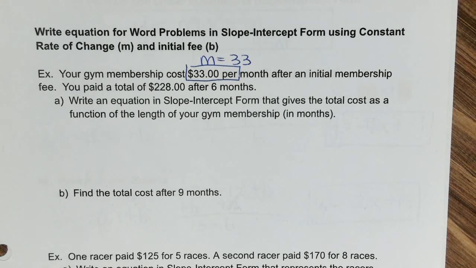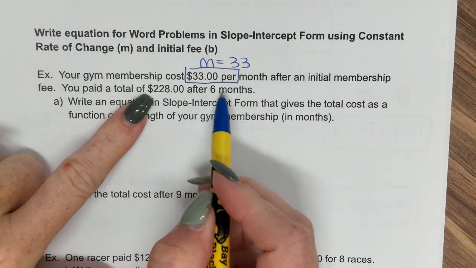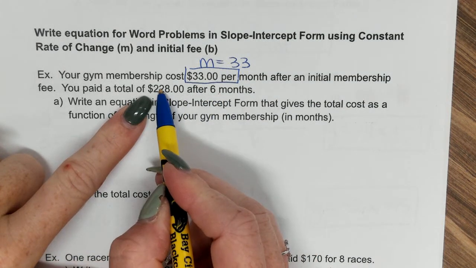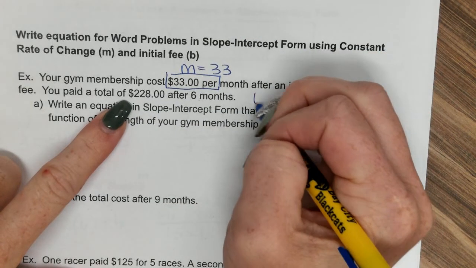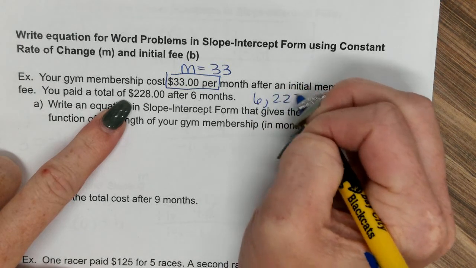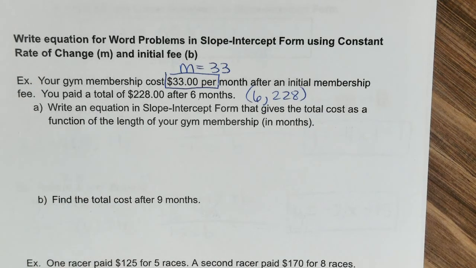Then it says you paid a total of $228 after 6 months. What did they just give you? A coordinate. This is an x. This is a y. So my coordinate is 6, 228. Write an equation in slope-intercept form that gives the total cost as a function of the length of your gym membership in months. They already gave me the slope, so what's my next step going to be?